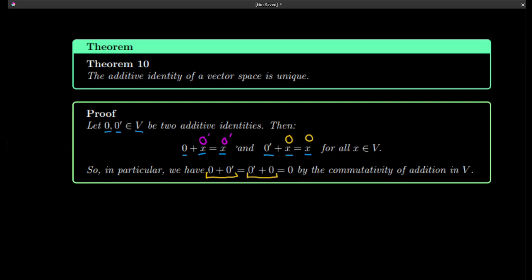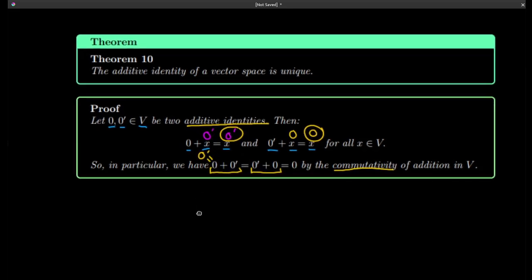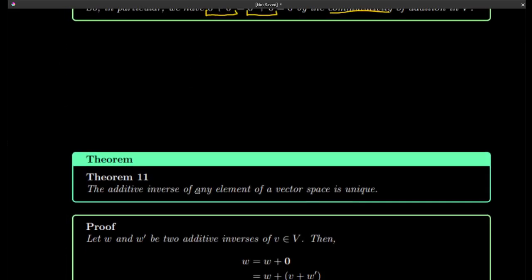So hey, would you look at it? 0 prime equals 0. And that just comes from commutativity and the definition of an additive identity. Bada boom. Maybe I should write here that this is equal to 0 prime. All right. Hopefully that makes sense. Let's try to do another one.